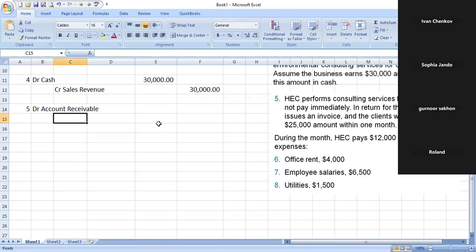What will be the credit now? What we provided to the customers is a service. Sales revenue or just revenue? Credit will be revenue, or you can go with sales revenue. Both ways are acceptable. For the same amount, right? How much was that? 25,000 here. And we have 25,000 revenue. Make sense?